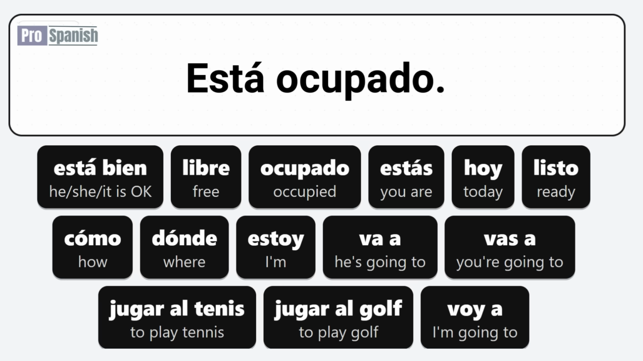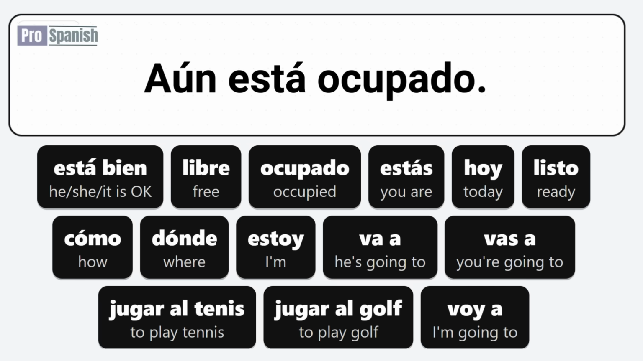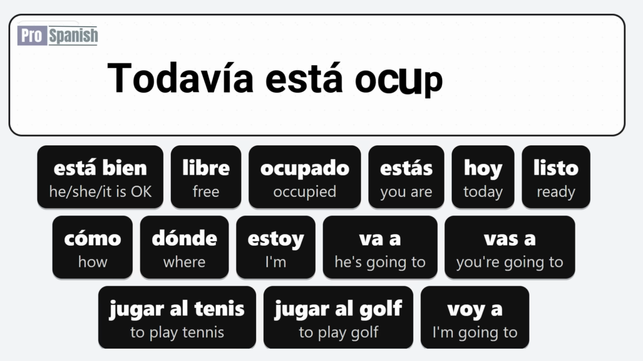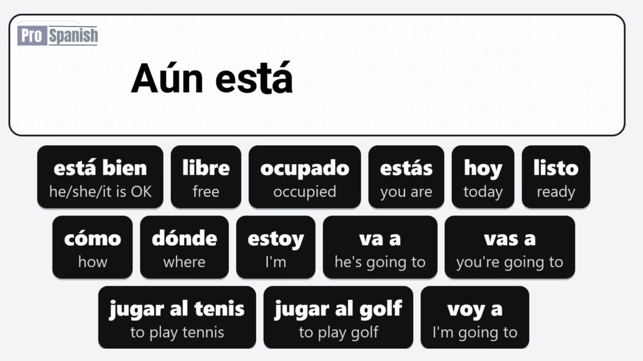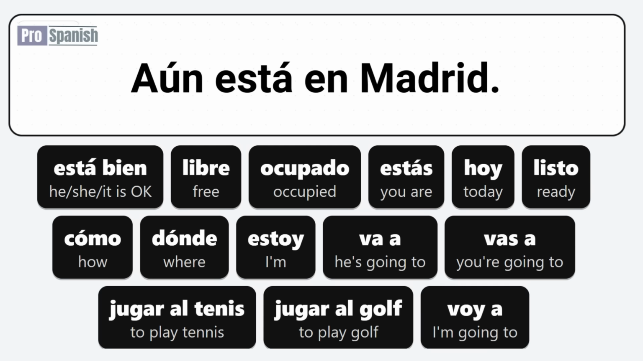So, aún está ocupado. He's still busy. And another word that can be used interchangeably with aún is todavía. We'll stick with aún for now though. So, aún está ocupado, he's still busy. How would you say, she's still in Madrid? Aún está en Madrid.